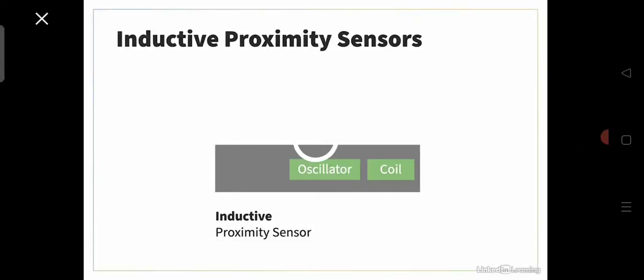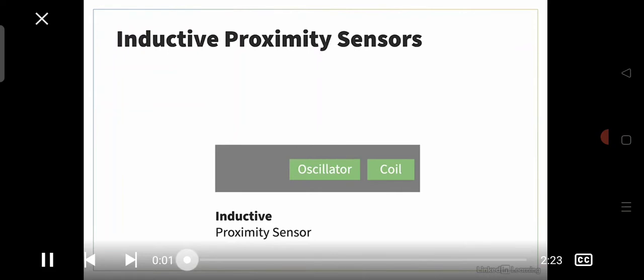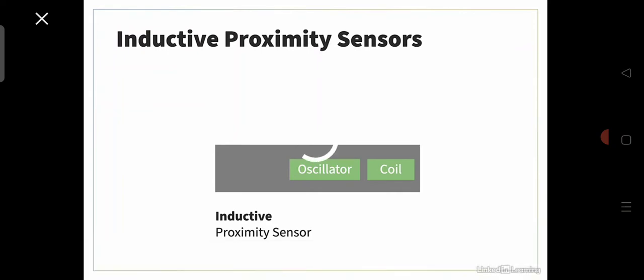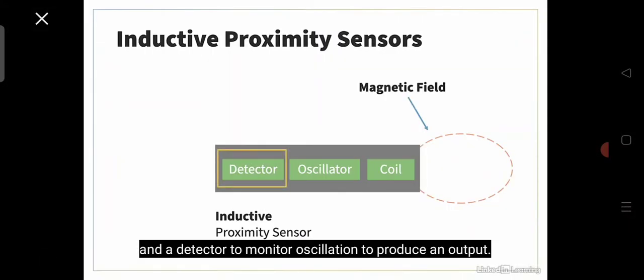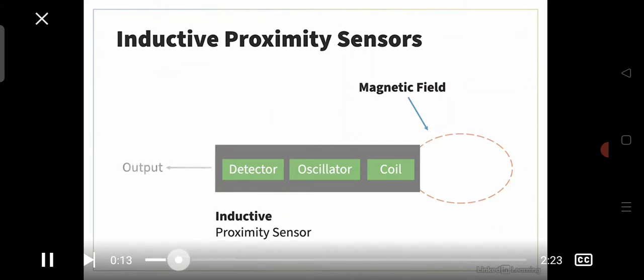Inductive proximity sensor contains three main components: coil and oscillator to produce a magnetic field, and a detector to monitor oscillation to produce an output.